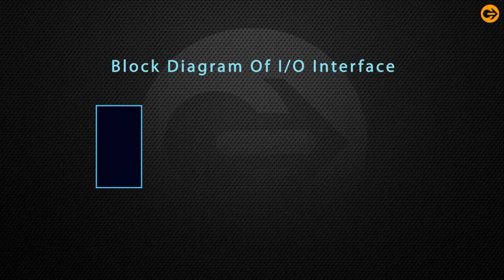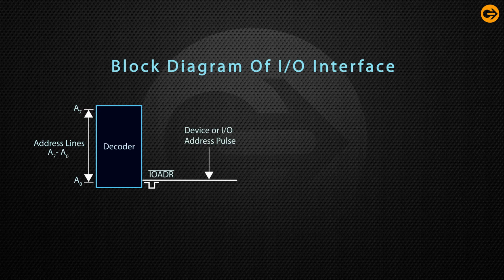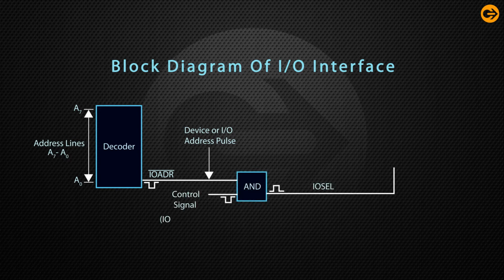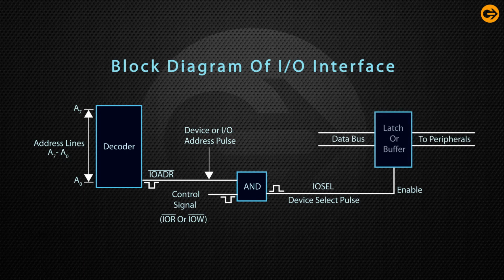The figure illustrates the block diagram of I/O interface. Address lines A7 to A0 are connected to a decoder, which will generate a unique pulse corresponding to each address on the address lines. This pulse is combined with the control signal to generate a device select pulse, which is used to enable an output latch or an input buffer.